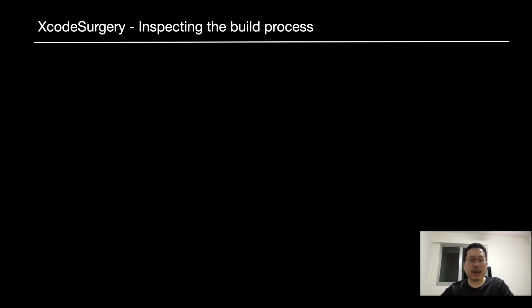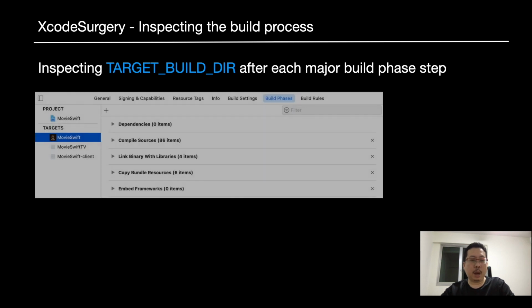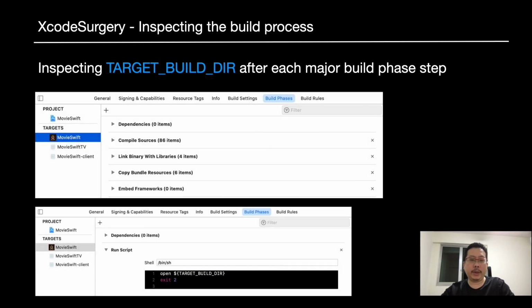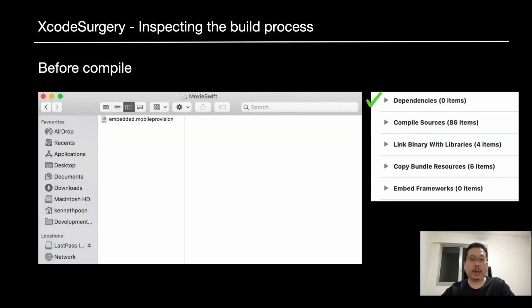To better understand how XcodeSurgery works, let's inspect how Xcode builds and packages iOS apps. In here, I will run a custom script to open the target build directory at each build phase step. Before compilation, we can open up the app folder and we will observe that Xcode will place a provisioning file. This happens when we build and directly install the app onto our development devices.